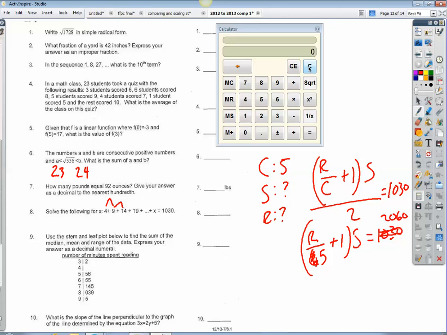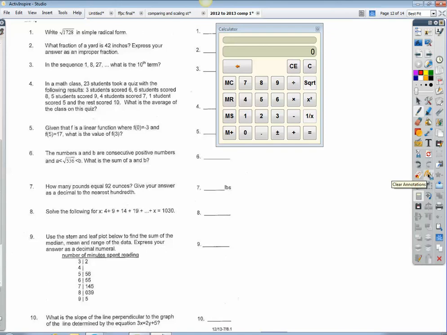Number 9. Use the stem-and-leaf plot to find the sum of the median, mean, range, and mode of this data. So the median, let's do that first. Oh, so I'm going to do that last. So the range is going to be 95 minus 32, which is 63. So that is my range.